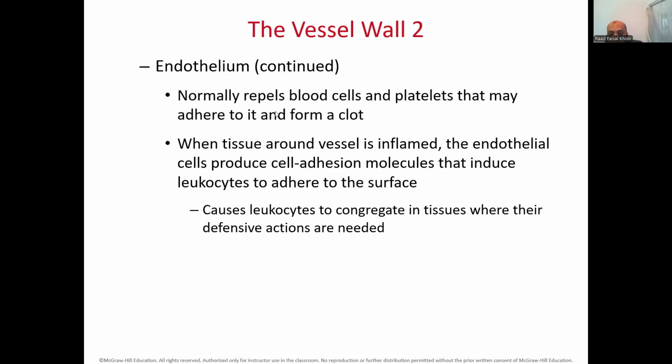So the endothelium is going to be secreting substances that are going to repel and push away all the platelets. But when there is an injury, it's going to be secreting a different subset of cytokines that's going to cause the attachment of these platelets. Are we clear?